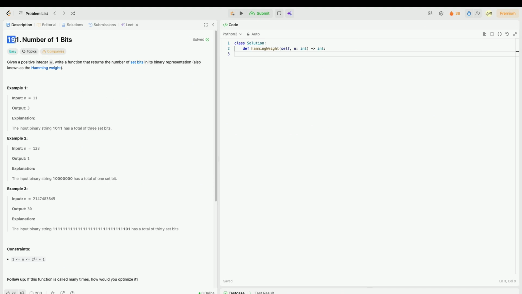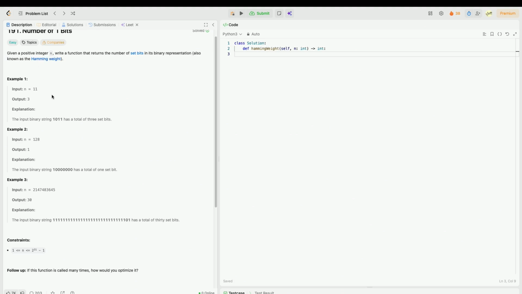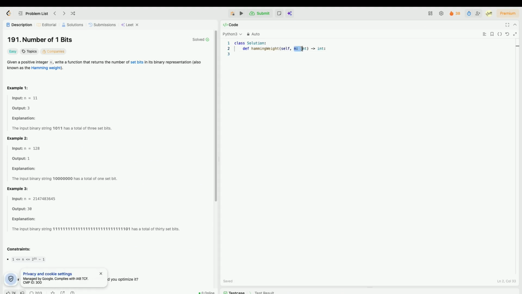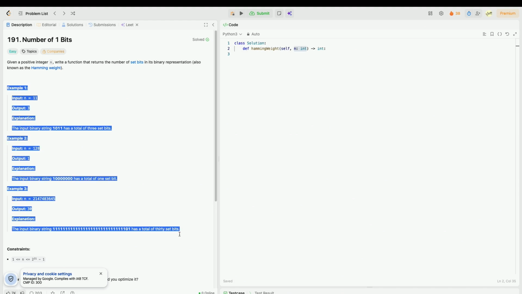Right, so LeetCode 191, another easy problem, number of 1 bits. We're given a positive integer n, and we should write a function that returns the number of set bits in its binary representation, also known as Hamming weight. Interesting. So we're given a decimal number, and we need to count the bits in its bit representation. Oh, I see. Okay, so yes.